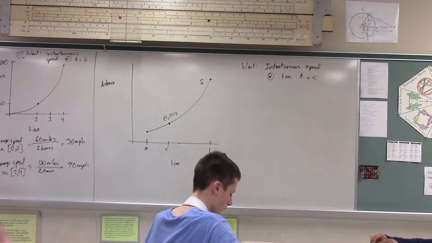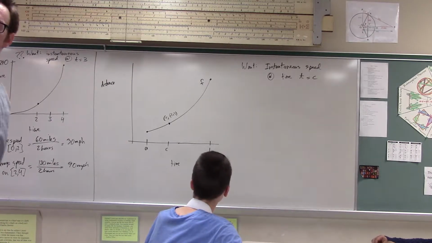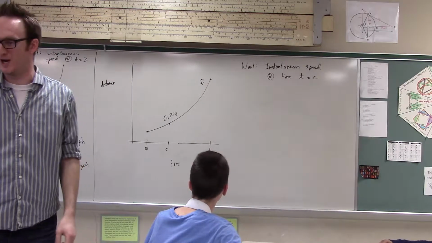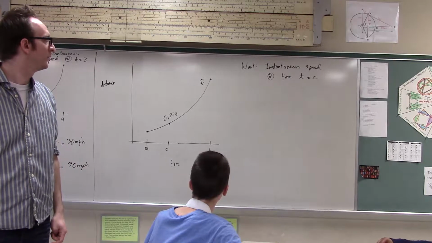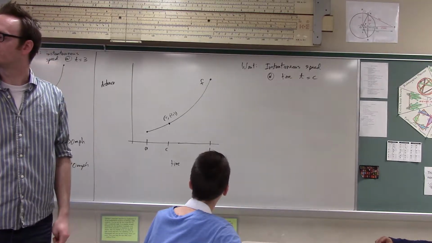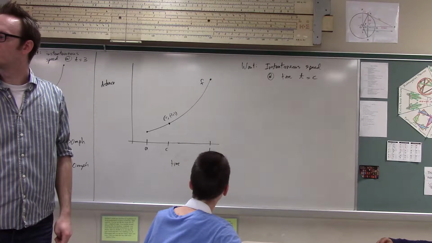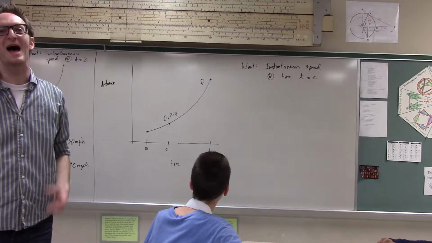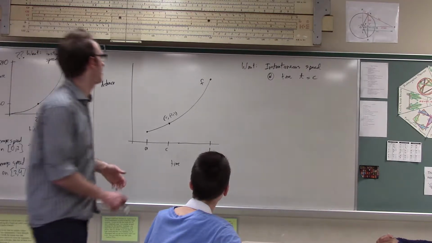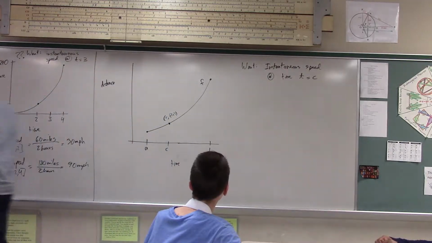Okay. Well, as we've been discussing, that's sort of impossible, right? So what can we do? What can we do instead? Alice, what do we do? Find the average speed over a small interval. Find the average speed over a very small interval, she says. Yeah, and that's what we can do.